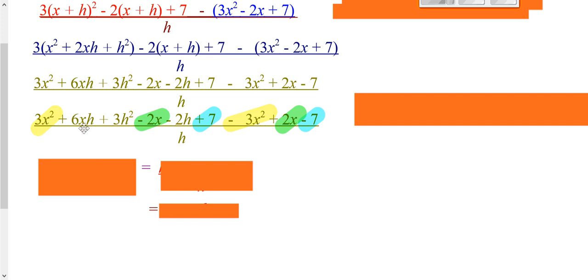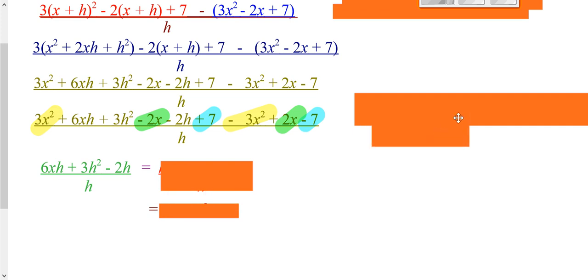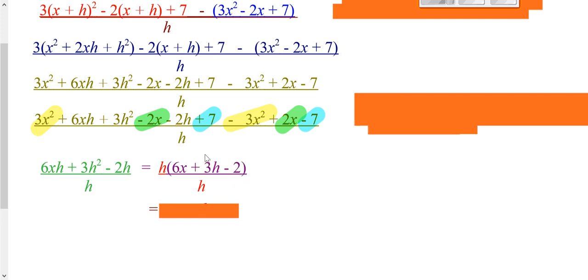So now I'm going to write the 3 things I have left on top over my denominator. Notice h is a common factor on top, so I'll simplify that by pulling it out. I have h times the top, h times the bottom, leaving me only with what was in the parentheses on top.